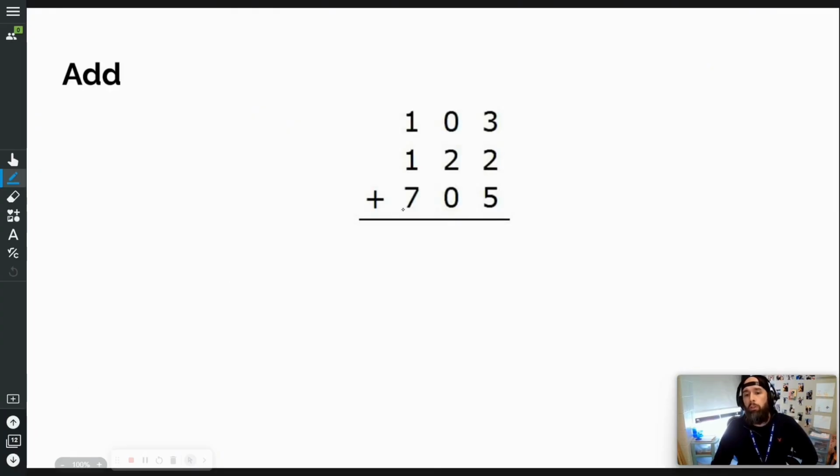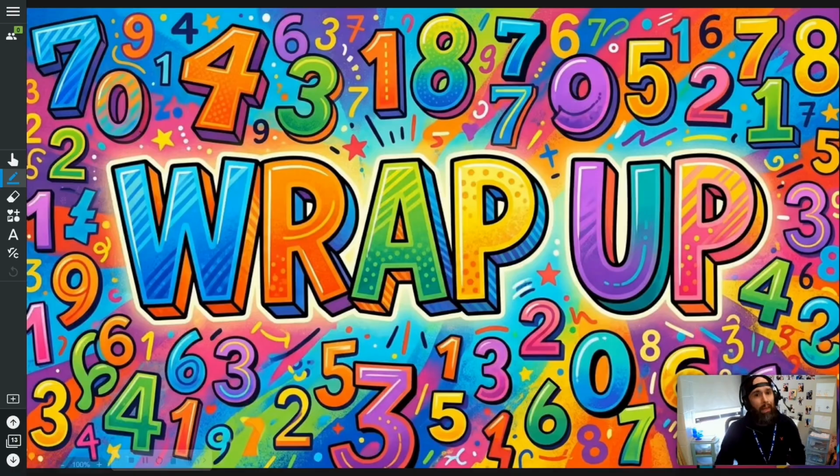103 plus 122 plus 705. 3 plus 2 is 5. 5 plus 5 is 10. Write out your 0. Carry the 1. 1 plus 0 is 1. 1 plus 2 is 3. 3 plus 0 is 3. Write out your 3. 1 plus 1 is 2. 2 plus 7 is 9. 103 plus 122 plus 705 is 930. Okay? So, not that bad.